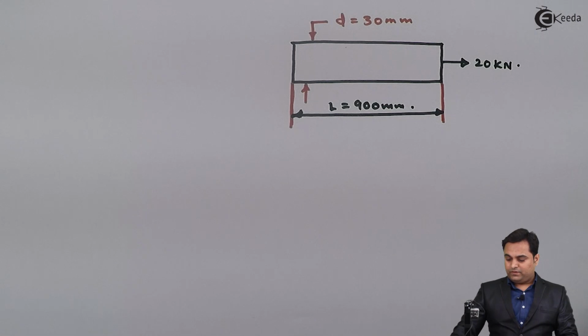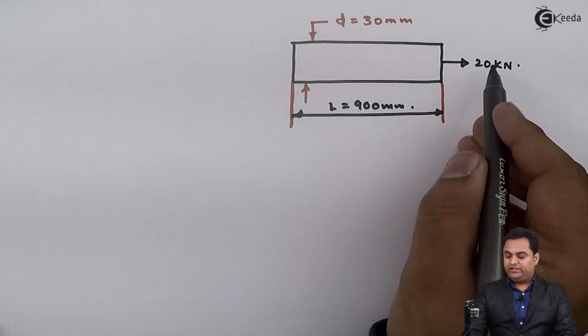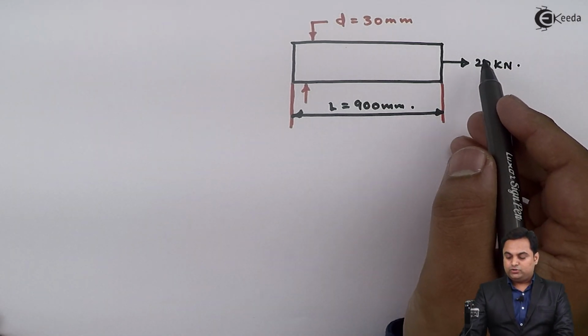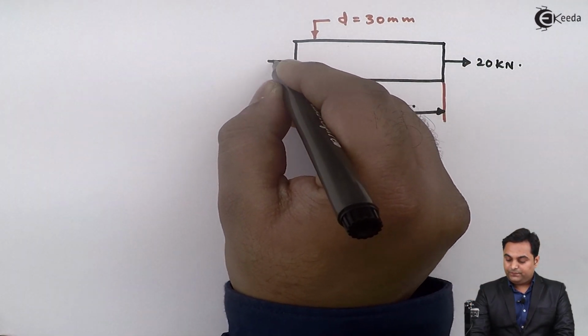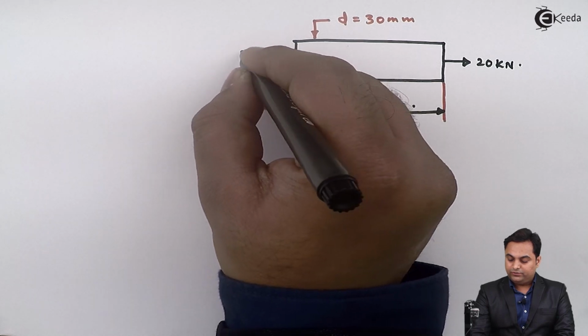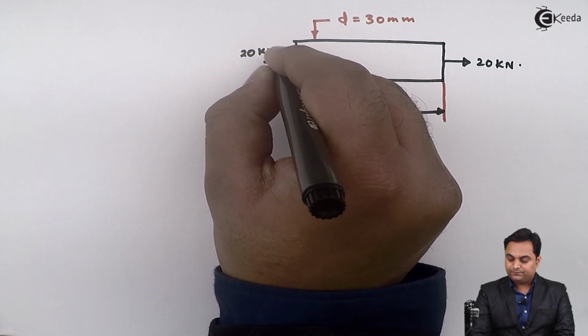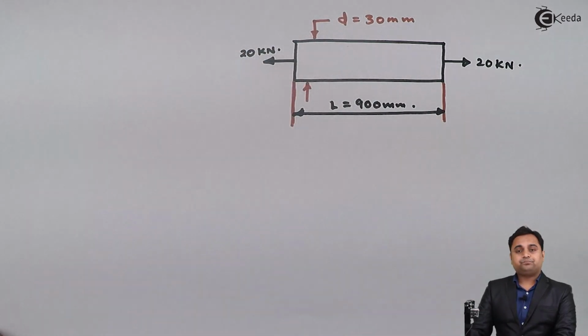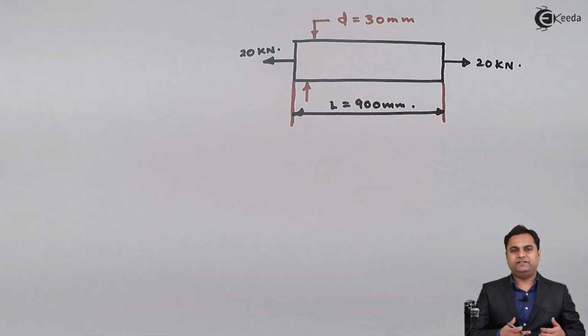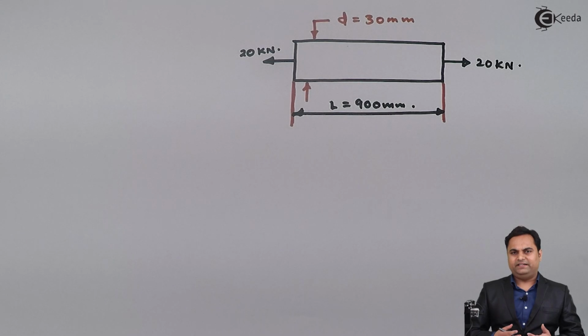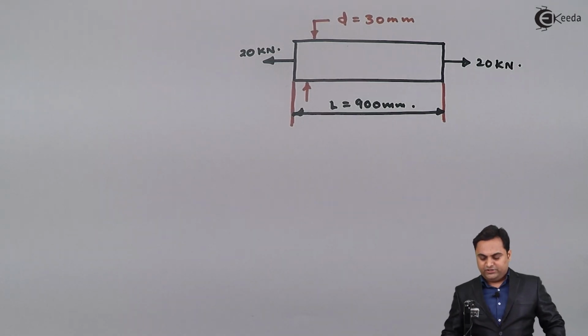Now here, as I can see, 20 kilonewton is applied towards right. So for the equilibrium condition of this beam, here I have to add another 20 kilonewton which is towards left. So because of the action of these two forces, there is tensile load acting on this beam or the section of the stepped bar, and it is subjected to tension.